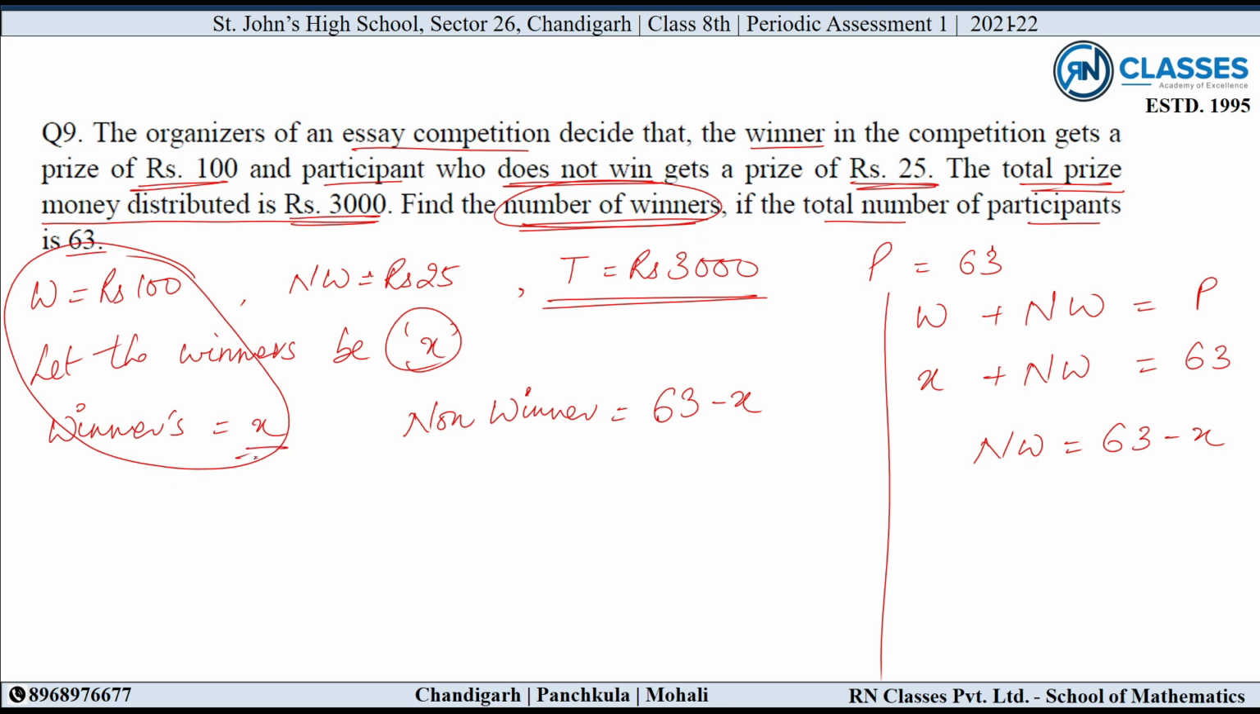How many winners are there? X winners. So how much prize is distributed to winners? Prize to winners, right? How much is it? 100 times the number of winners. 100 into x is 100x, right? Now prize to non-winners.